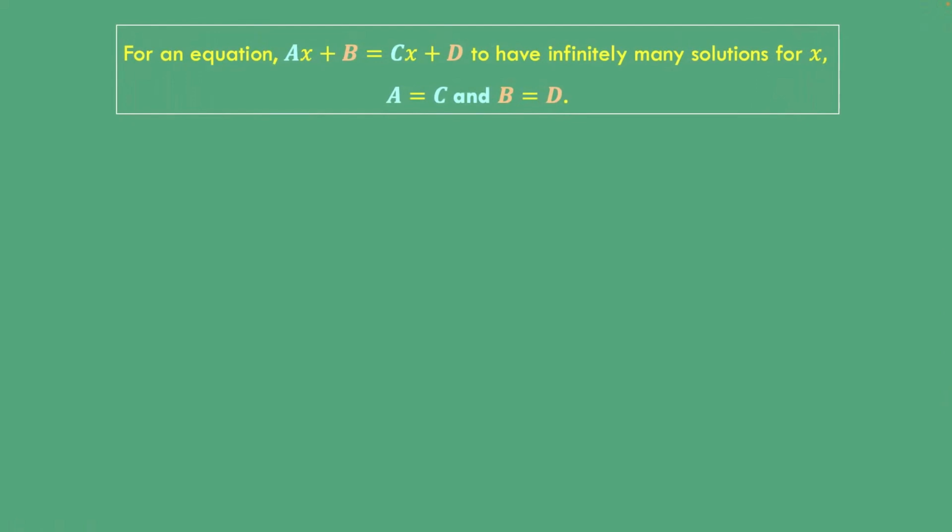To have infinitely many solutions for x, it must be true that a equals c and b equals d. Let's break down why this is the case. Let's rearrange our original equation. We need to gather all the x terms on one side and all the constant terms on the other.